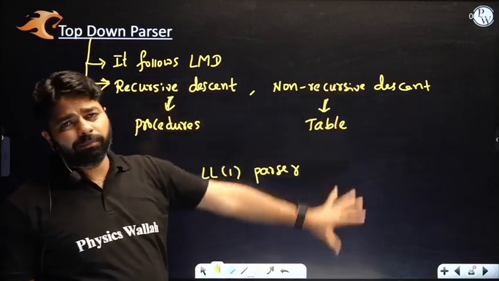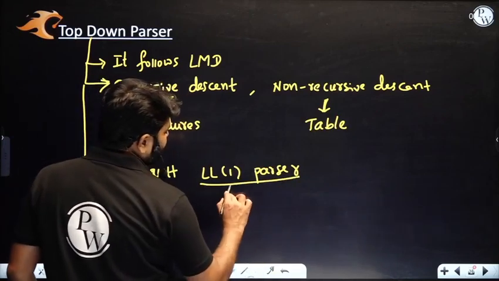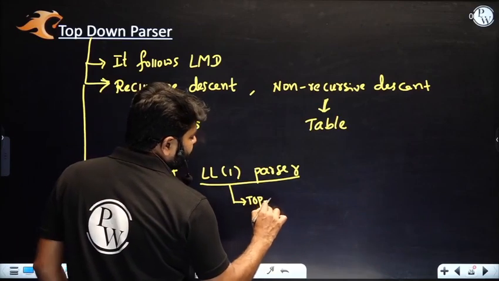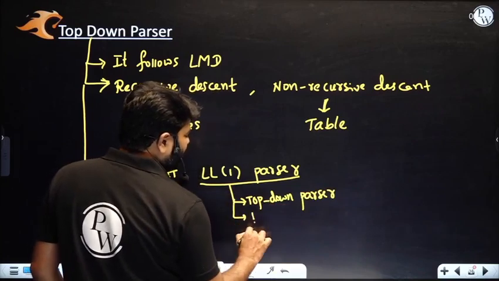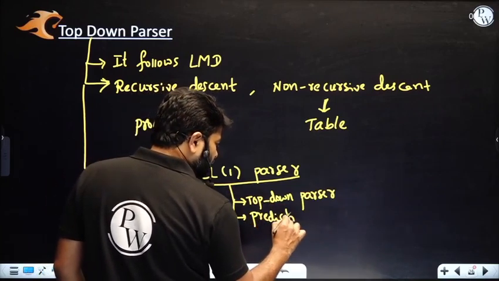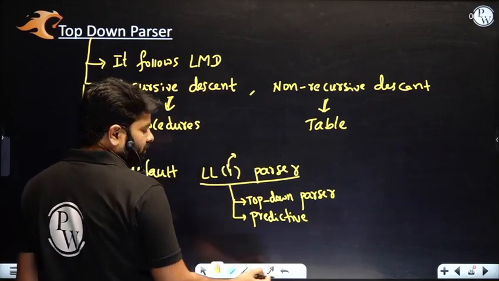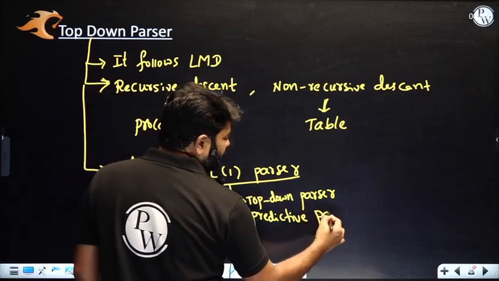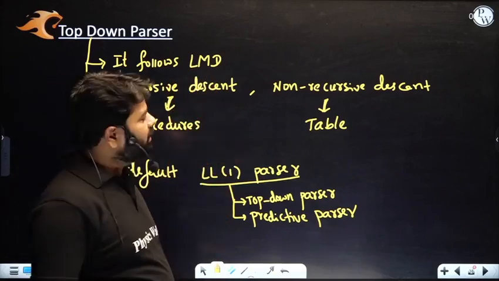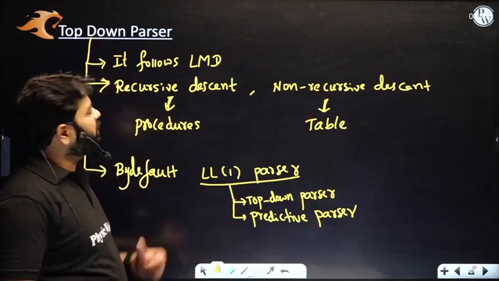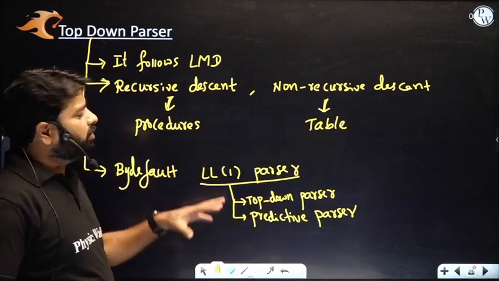So this is the practical approach and this is the theoretical approach. The LL1 parser is called by many names. You can say that by default the top-down parser is the LL1 parser. It is a predictive parser. It is going to predict using one symbol ahead. You can implement it as recursive or non-recursive descent. If you are using the table, that is non-recursive. If you are using procedures, that is recursive descent. These are the definitions of the top-down parser.